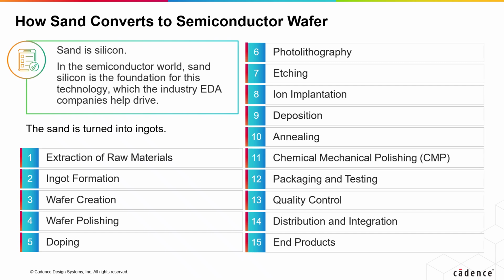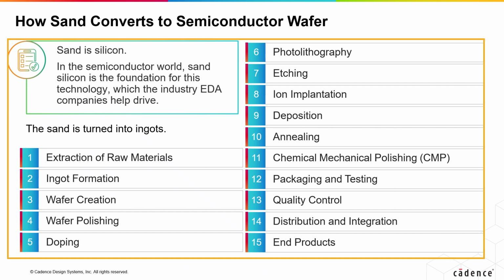This is a high-level view of the semiconductor manufacturing process. This manufacturing process has a simplified 15 steps. That's the basic flow of the materials.